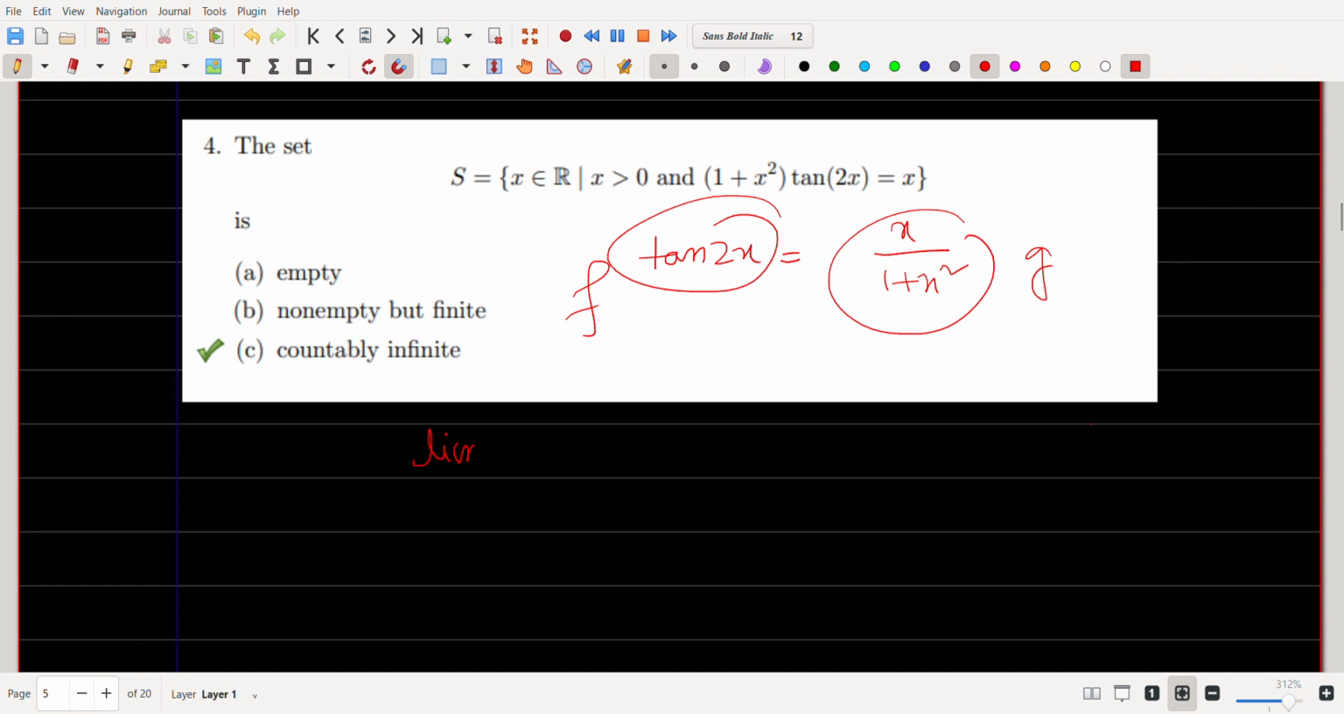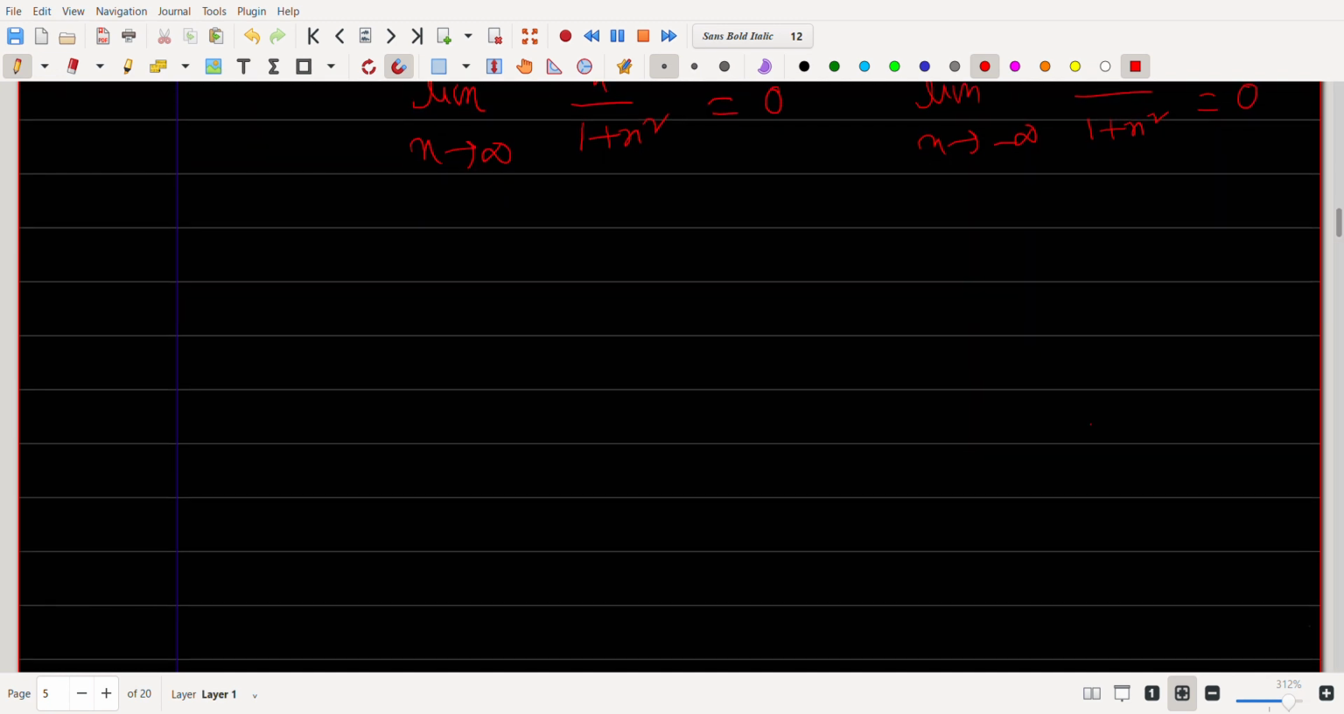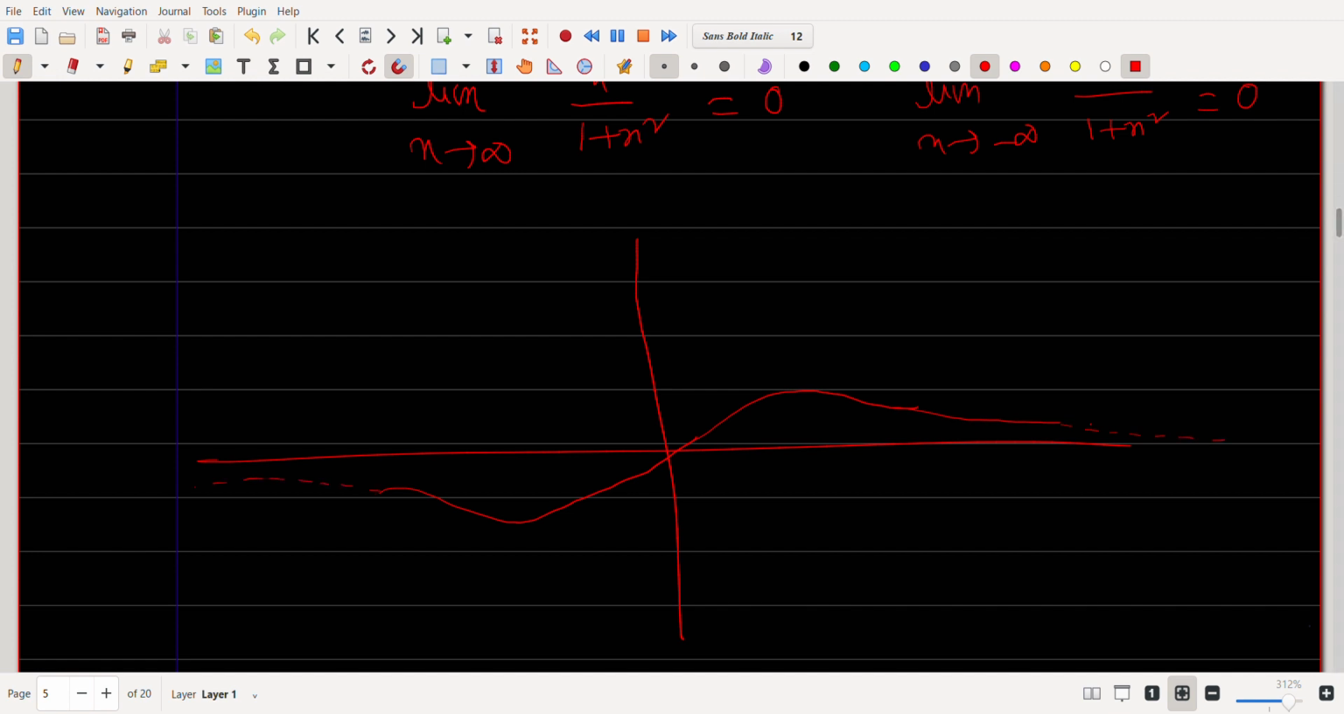So you can see that the limit as x goes to infinity of x by 1 plus x squared is 0, as well as the limit as x goes to negative infinity of x by 1 plus x squared, that is also 0. So the graph of g is something like this, then it tends to 0, and similarly this goes to 0.